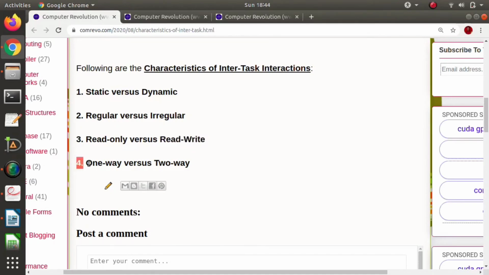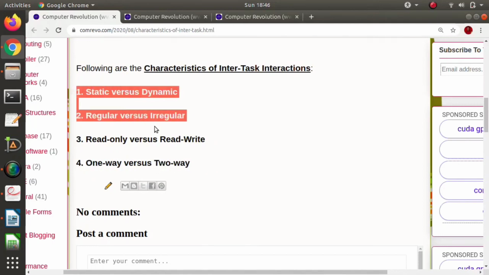Another characteristic of interaction is one-way versus two-way. From the name we will come to know. When an interaction is started by one task and it is not affecting another task, then it is called a one-way interaction. While if both the parties or both the tasks are actively participating in the interaction, then we call it two-way interaction. Read-only interactions are one-way, that is, it is not going to affect another task. While read-write interaction can be one-way, and also it can be two-way.